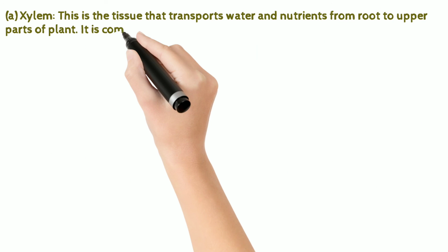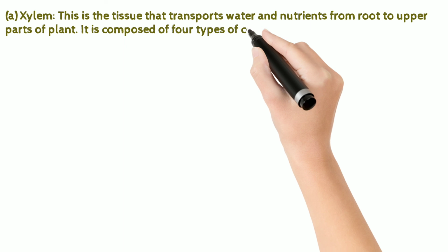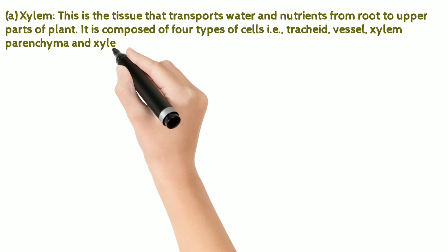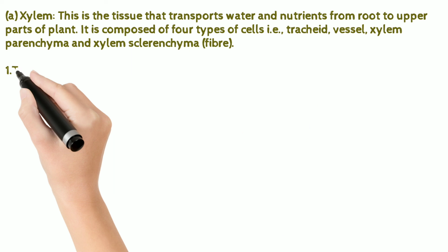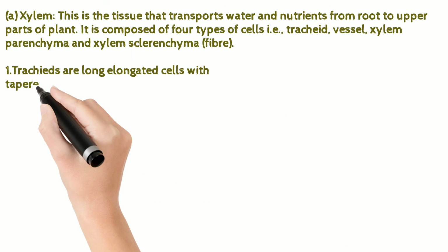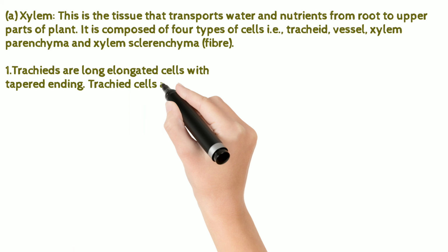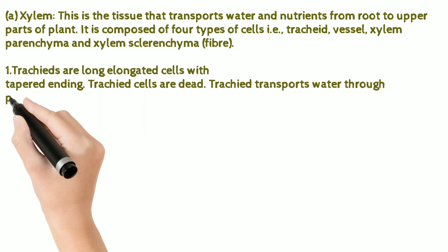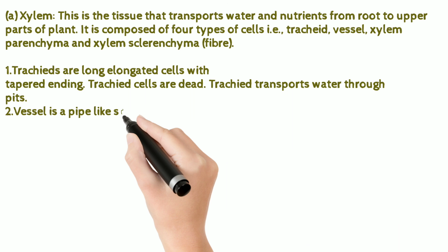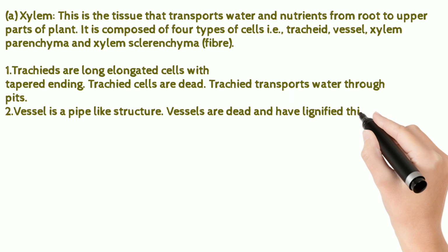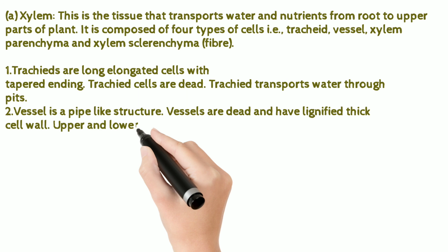It is composed of four types of cells, i.e., tracheids, vessel, xylem parenchyma and xylem sclerenchyma fiber. 1. Tracheids are long elongated cells with tapered ending. Tracheid cells are dead. Tracheid transports water through pits. 2. Vessel is a pipe-like structure. Vessels are dead and have lignified thick cell wall. Upper and lower portion of cell wall is absent.